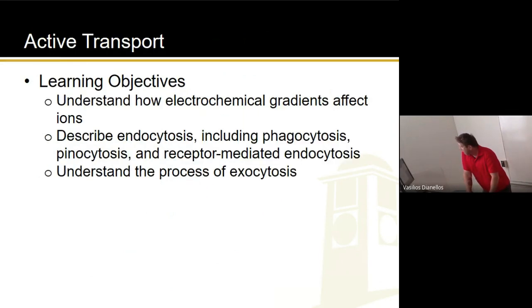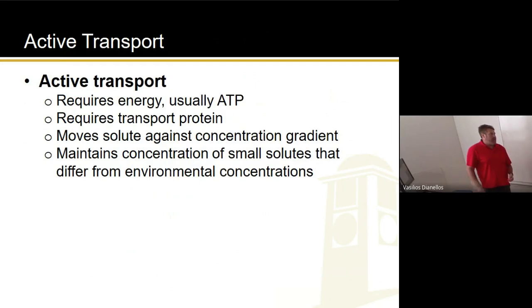The learning objectives of this are that you'll be able to understand how electrochemical gradients affect ions. That's directly from your textbook, but I'll explain it later. You should be able to describe endocytosis, including phagocytosis, pinocytosis, and receptor-mediated endocytosis, and understand the processes of exocytosis. So here we go. Let's jump into it. Active transport.